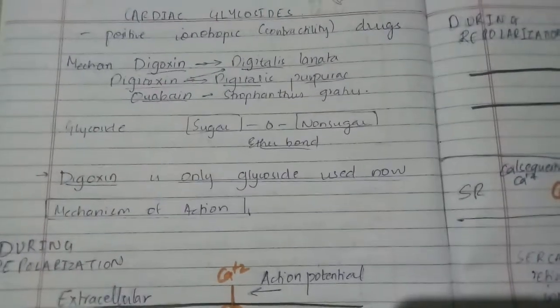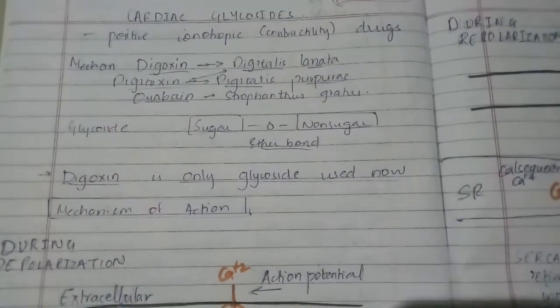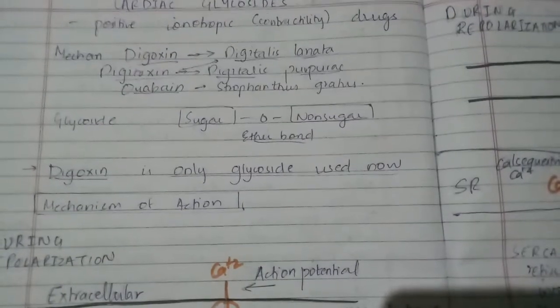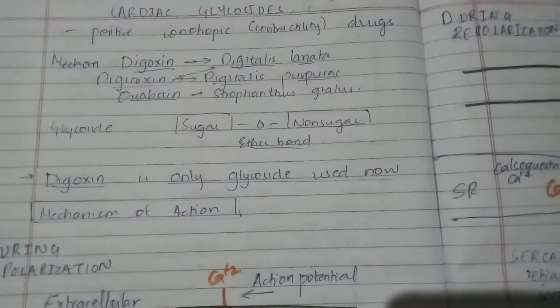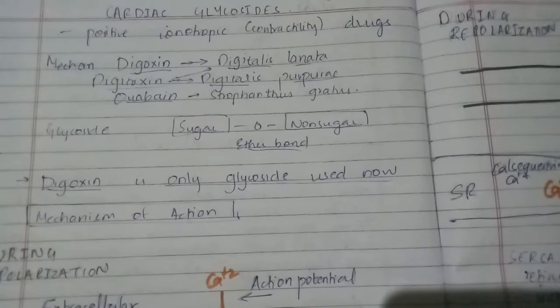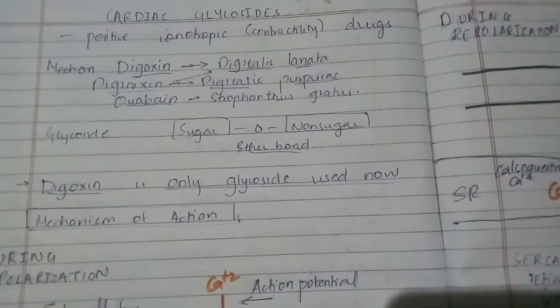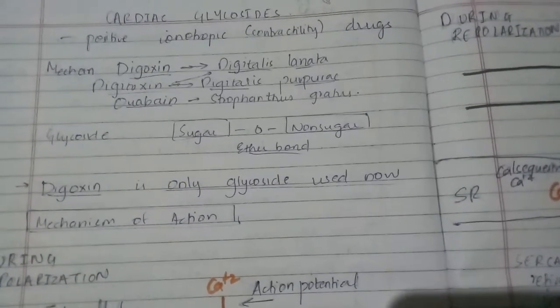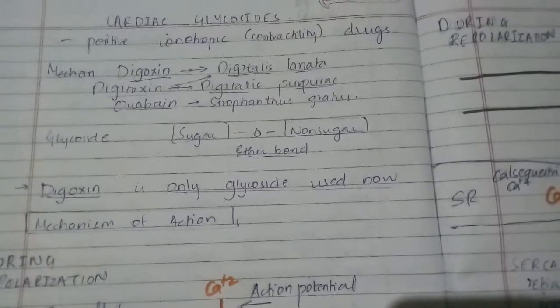Hello everyone. I have made this video to describe the mechanism of action of cardiac glycosides. Cardiac glycosides are positive inotropic drugs used in heart failure.